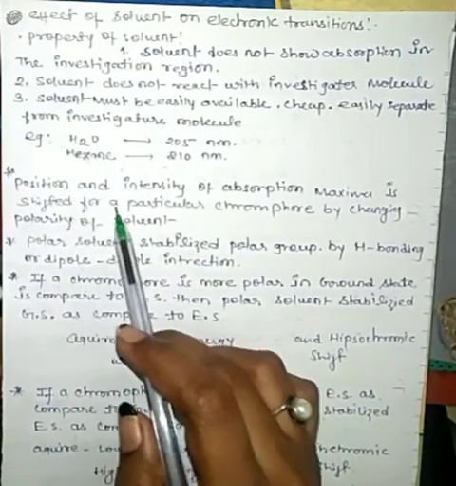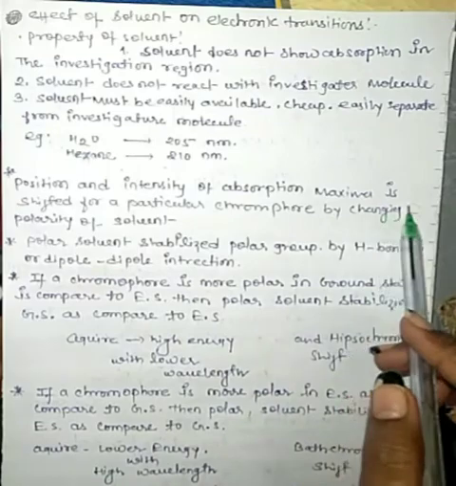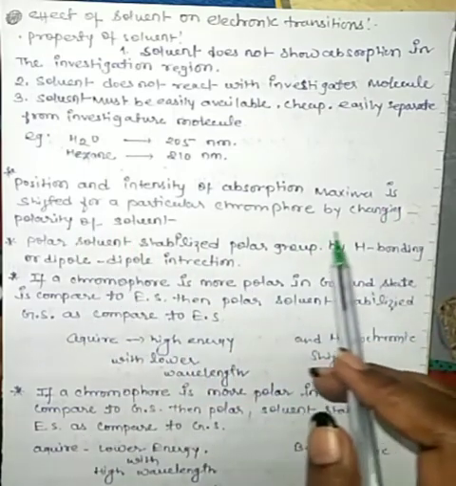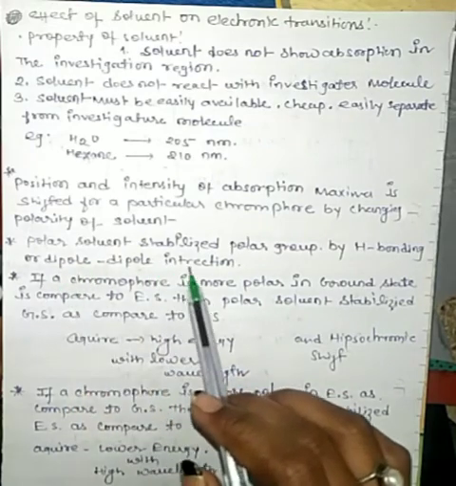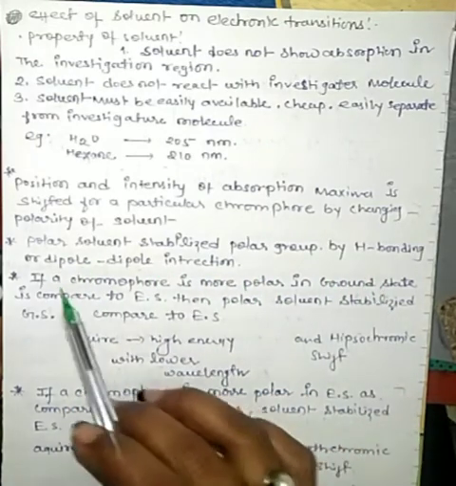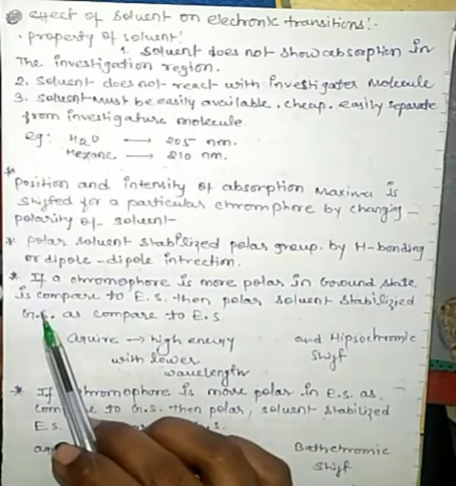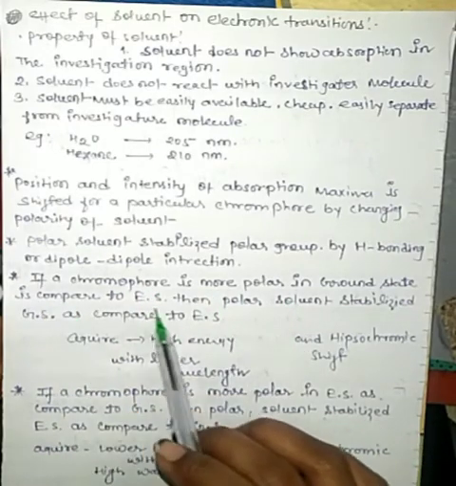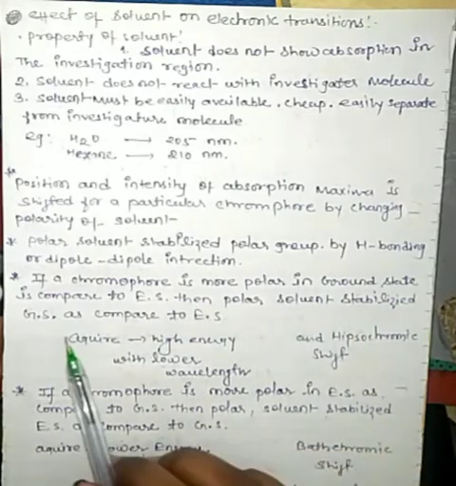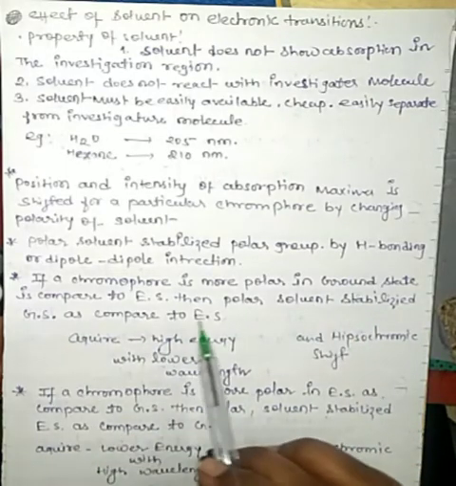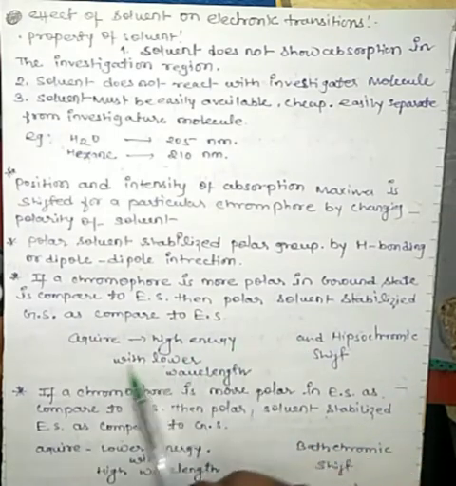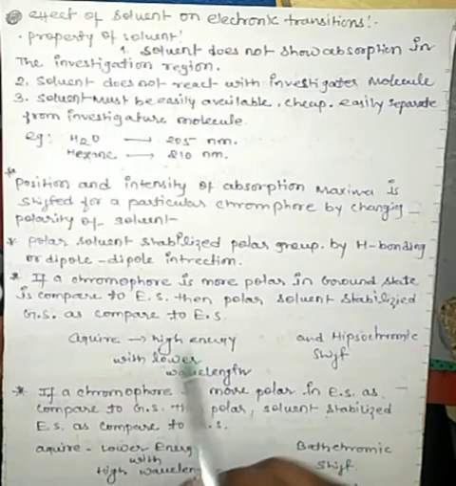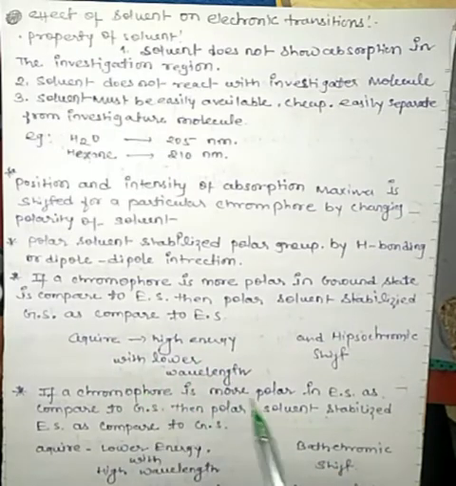Next point is position and intensity of absorption maxima is shifted for a particular chromophore by changing the polarity of the solvent. Polar solvent stabilizes polar group by hydrogen bonding or dipole-dipole interaction. Third point is if a chromophore is more polar in ground state as compared to excited state, then polar solvent stabilizes ground state as compared to excited state. Then it acquires high energy with lower wavelength, and this is called hypsochromic shift.